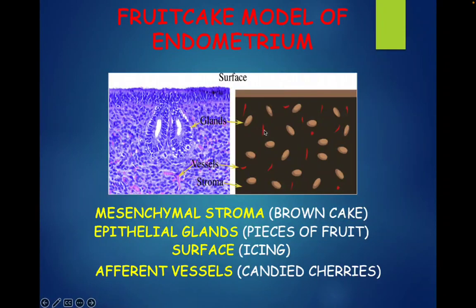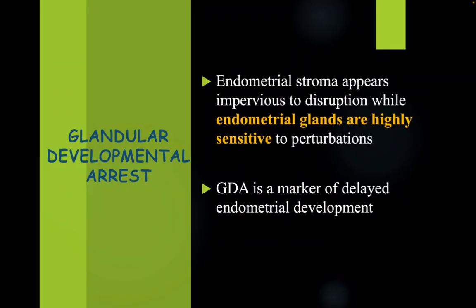Hormones are the ones which modulate the stromal cells, which can then produce paracrine factors, growth factors, and cytokines that all control the glandular proliferation and differentiation. These efferent vessels are also the point of entry of exogenous immune and non-immune cells that become incorporated into the endometrial stroma in a cycle dependent manner. So then comes the glandular developmental arrest.